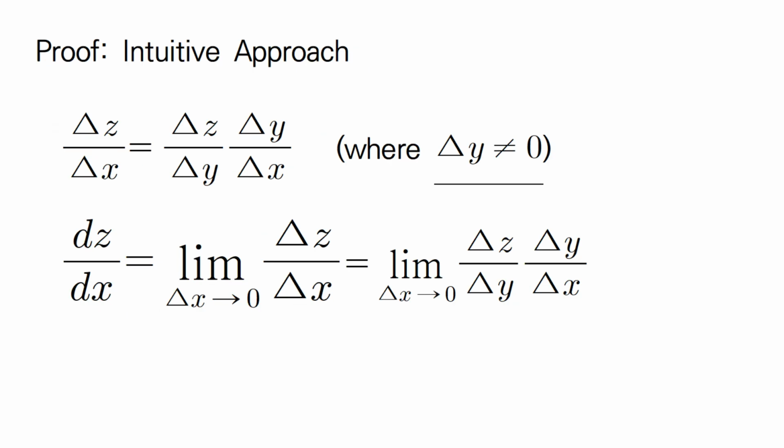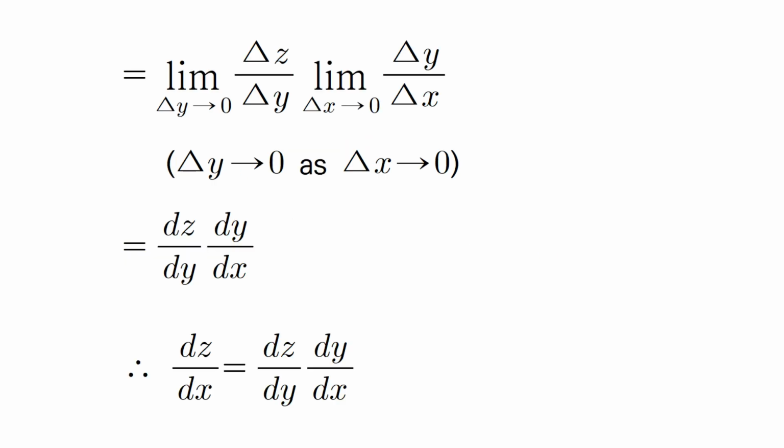Now, let us prove the chain rule. Delta z over delta x is equal to delta z over delta y multiplied by delta y over delta x, provided that delta y is not equal to 0. As delta x becomes infinitely small, delta z over delta x becomes the derivative dz/dx. Likewise, delta z over delta y and delta y over delta x become the derivatives dz/dy and dy/dx respectively. Therefore, dz/dx becomes equal to dz/dy multiplied by dy/dx, which proves the chain rule.